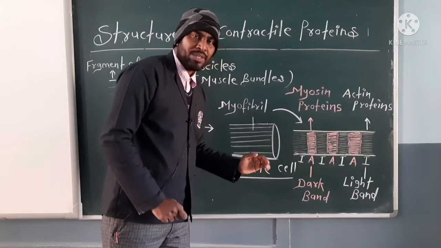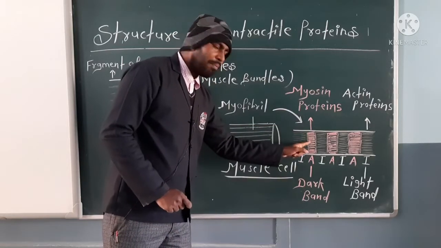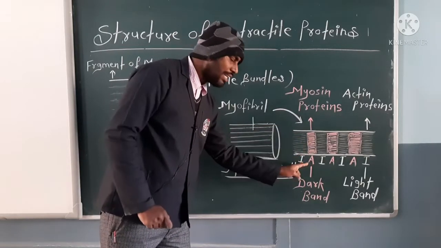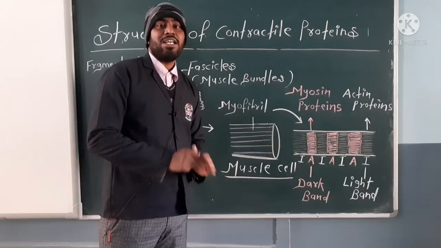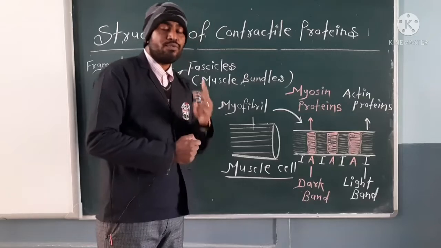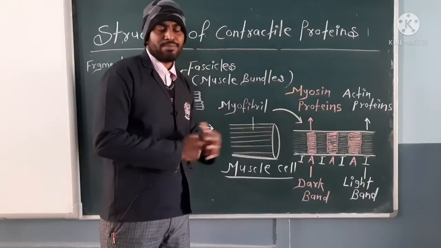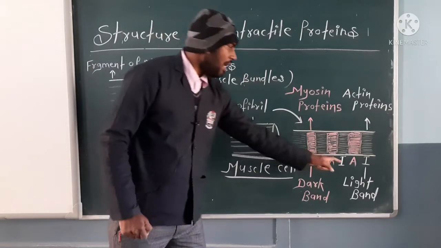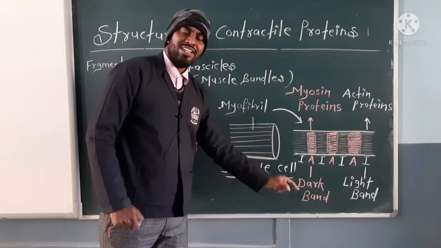Light bands are precisely called I bands. Dark bands are given the name A bands. These bands in myofibril are nothing else but the distribution of two special proteins called actin proteins and myosin proteins. Actins are arranged in the light band, whereas myosin is arranged in the dark bands.